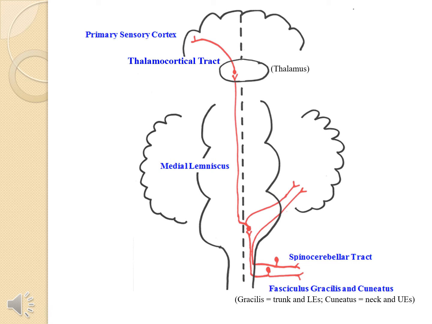The pathway from the medulla to the thalamus is referred to as the medial lemniscus, and the pathway from the thalamus to the cerebral cortex is referred to as the thalamocortical pathway.